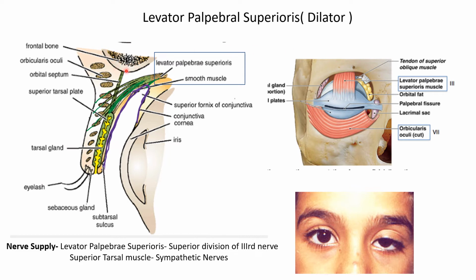Now from around the orbital margin, all around the orbital margin is this orbital septum, and this septum has got thickened in the area of the upper eyelid to form the tarsal plate, which is the superior tarsal plate. Now these tarsal plates house these tarsal glands which open towards the margins of the eyelid.